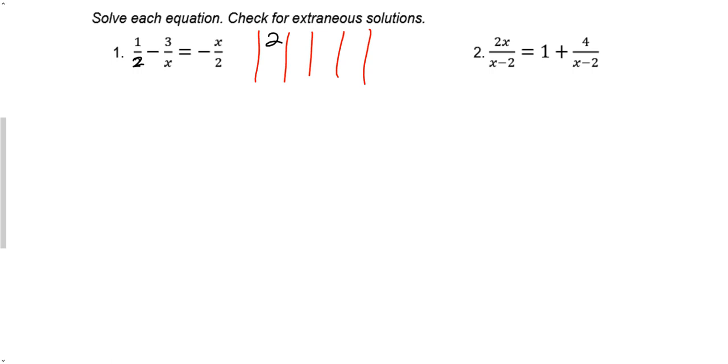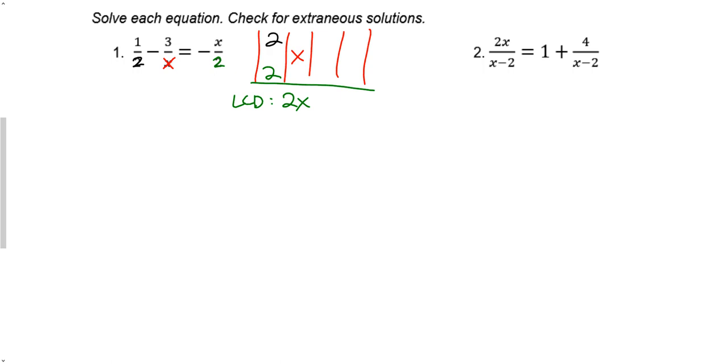The second fraction has an x at the bottom. That is also prime. So I go down a level, and I put the x right here. The final fraction also has a 2, which is prime. So that goes in the third level, right underneath the 2. So our LCD is 2x.